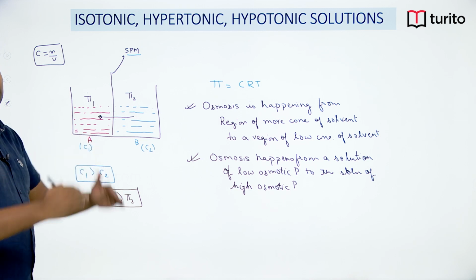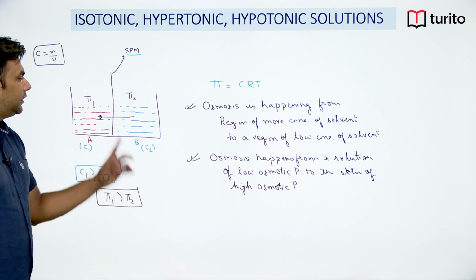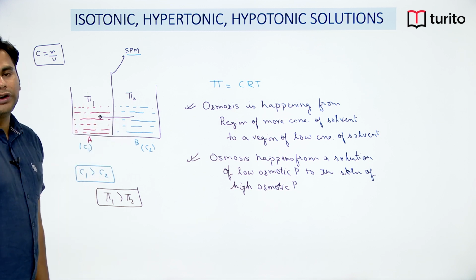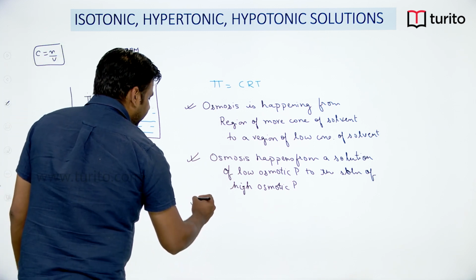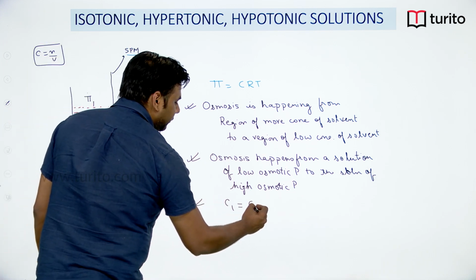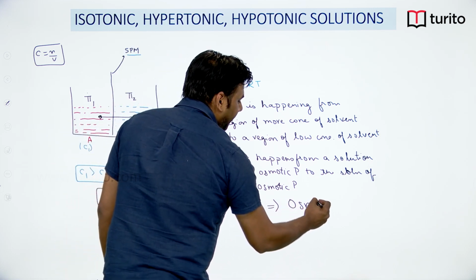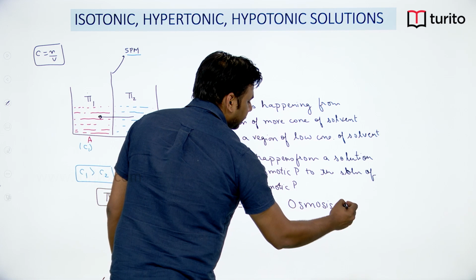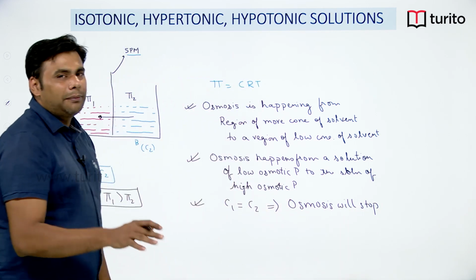So at a certain point both the concentrations will become equal. When the concentration becomes equal, that is C1 equals C2, then we will say that the osmotic pressure of both the solutions is the same, and at that point osmosis will stop. So we will say that when C1 equals C2, osmosis will stop. Now what happens exactly?